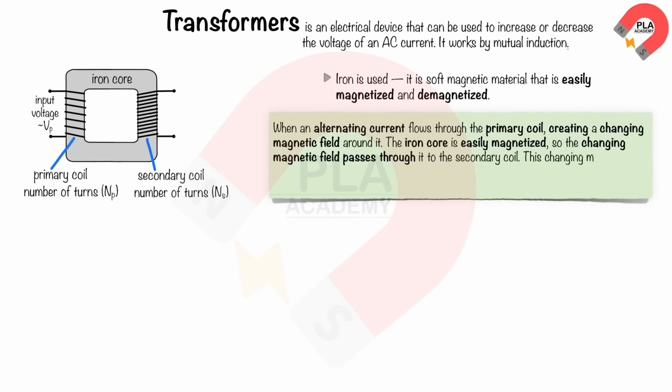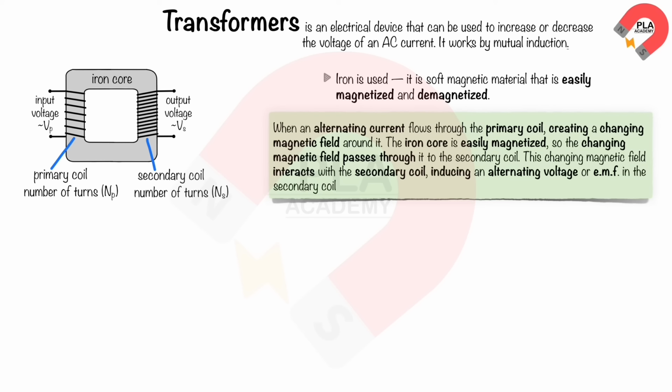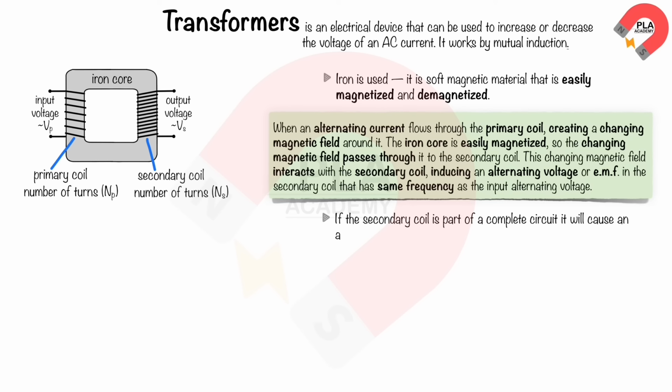This changing magnetic field interacts with the secondary coil, inducing an alternating voltage, or EMF, in the secondary coil that has the same frequency as the input alternating voltage. If the secondary coil is part of a complete circuit, it will cause an alternating current to flow. Transformers will not work with DC, because it creates a steady magnetic field that does not interact with the coil and induce an EMF.